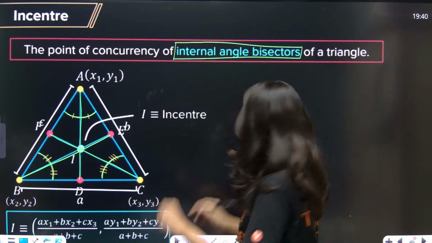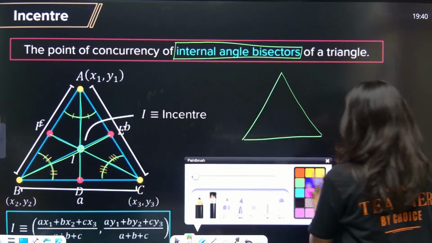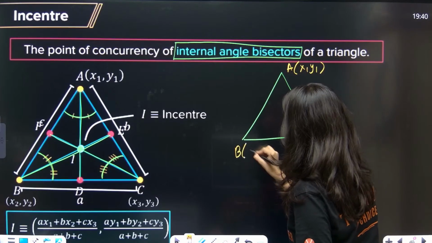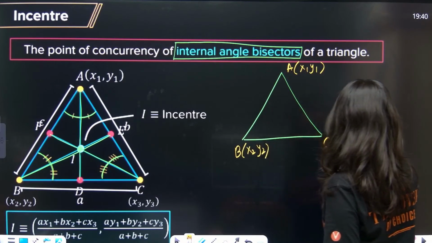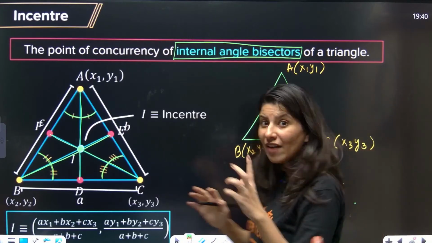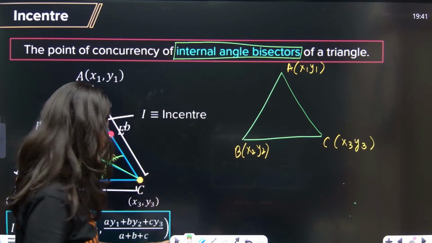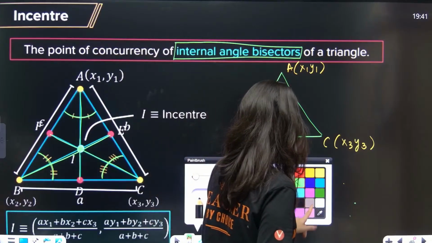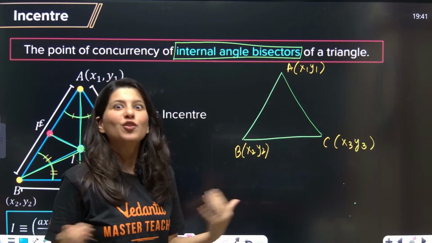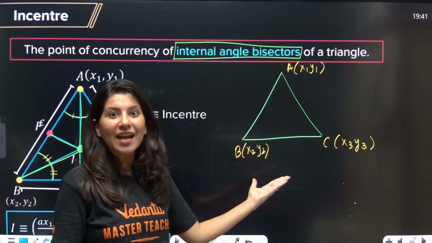Let me tell you the notation over here. Let me draw one more time. If A is (x1, y1), this is your B (x2, y2), and this is your C (x3, y3). Now listen to me very carefully. You don't have to mug up the in-center formula. Just recognize it by pattern. You won't be able to forget it because you don't have to remember it. You have to understand the pattern.